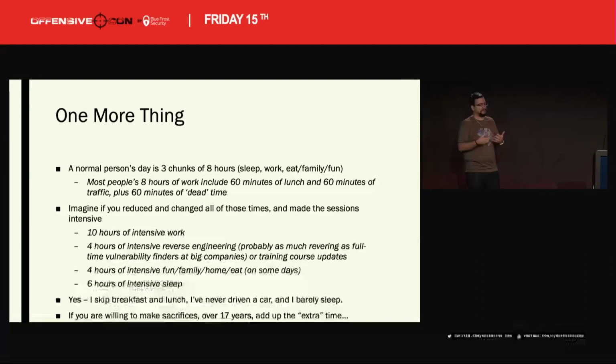Imagine if you slept less. Imagine if you didn't eat lunch, if you didn't eat breakfast, if you spent less time with your family. I'm not saying these are healthy things you should pursue, but I'm saying if you make these sacrifices, then yeah, over 17 years, think of all of the hours of extra reversing, of extra work someone can get done if you're willing to do this.